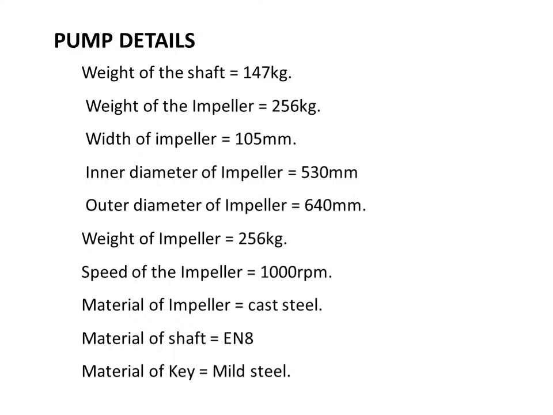Pump details. Weight of the shaft is equal to 147 kg. Weight of the impeller is equal to 256 kg. Width of impeller is equal to 105 millimeter. Inner diameter of impeller 530 mm. Outer diameter of impeller 640 mm. Material of shaft EN8. Material of key mild steel.